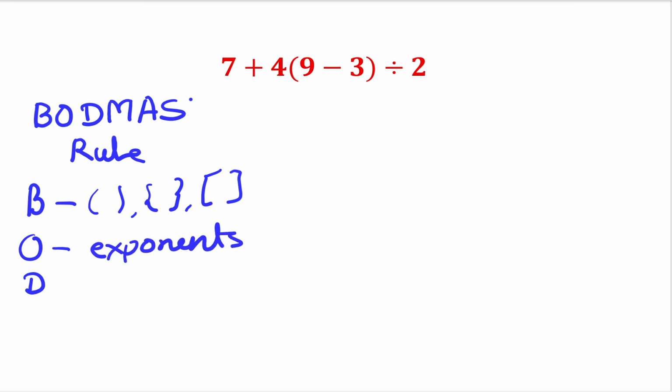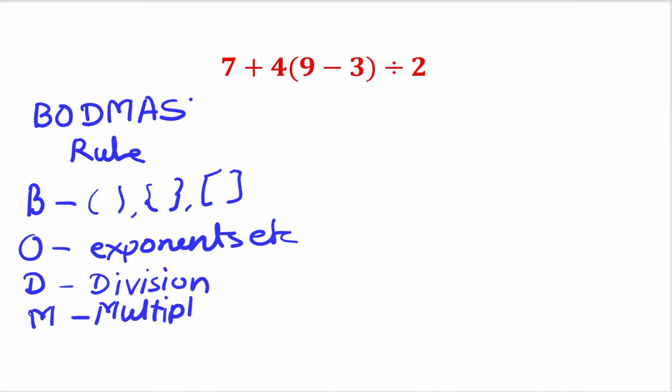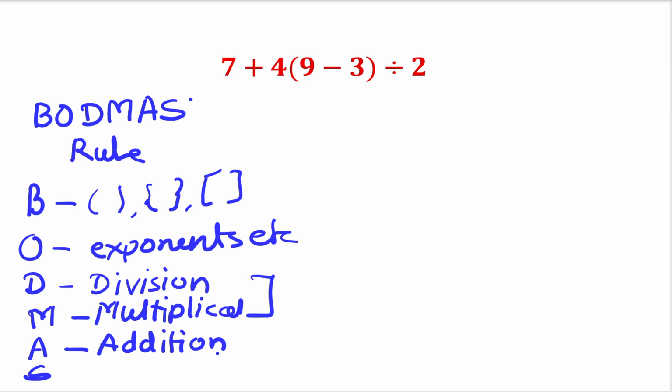And D means division and M means multiplication. Division and multiplication have equal priority, and addition and subtraction also have equal priority.